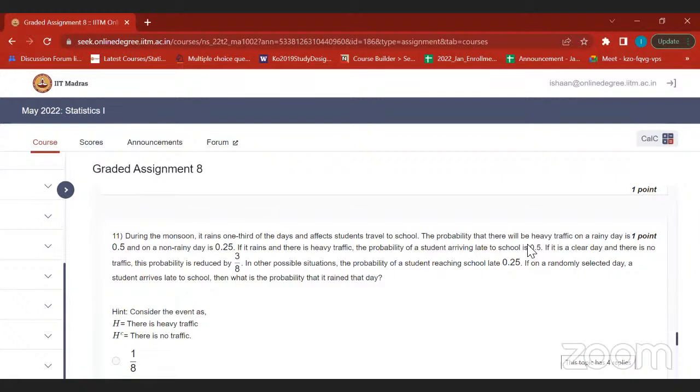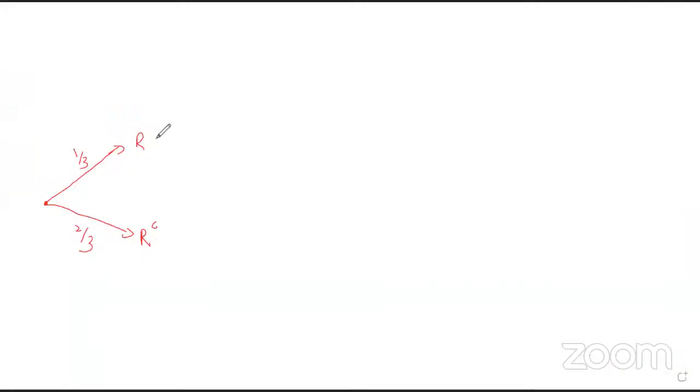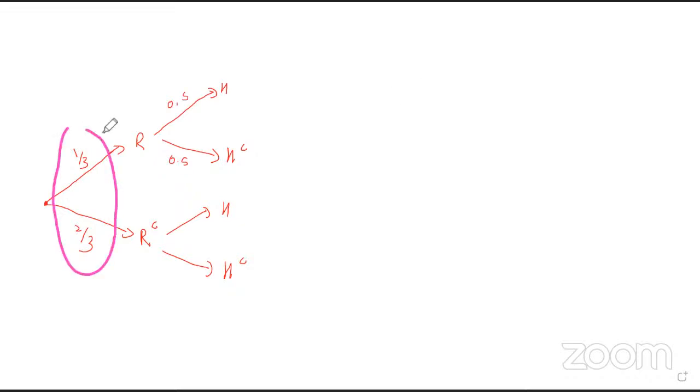Heavy traffic on a rainy day is 0.5. So after a rainy day, either it's heavy traffic or not heavy traffic. Same over here, right? We know heavy traffic is 0.5, so this would also be 0.5. The sum of each branch would be 1. This would be 1, this would also be 1.